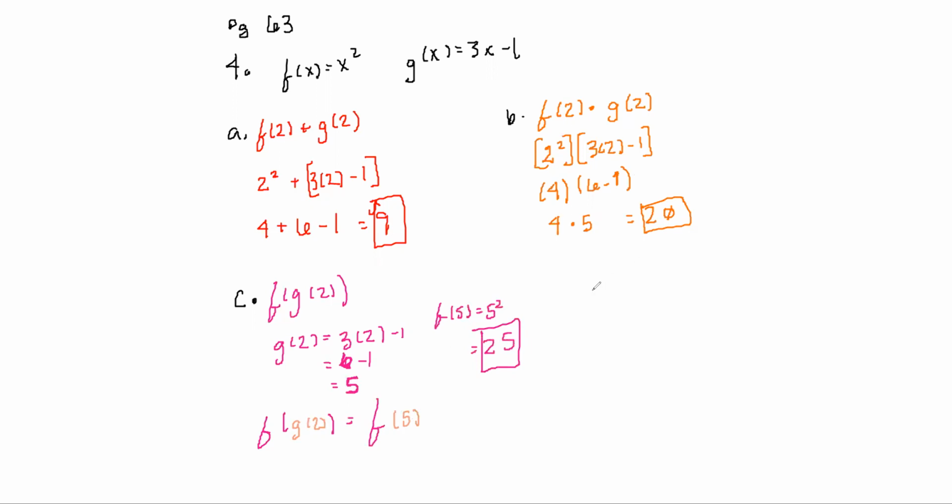And finally, we are going to track down g of f of 2. And so we're going to use the same principle. We're going to say f of 2 is equal to 2 squared, which is equal to 4. So g of f of 2, which is 4, it's g of 4, is equal to 3 times 4 minus 1.